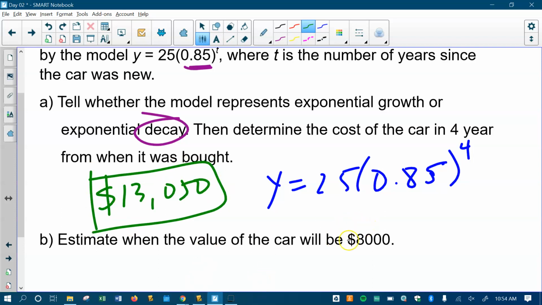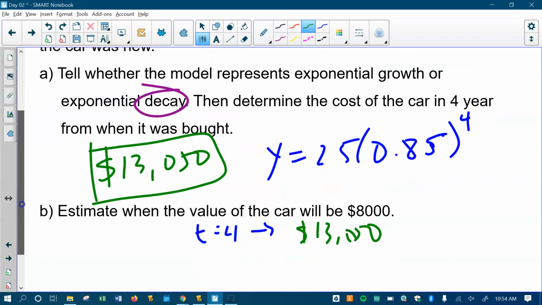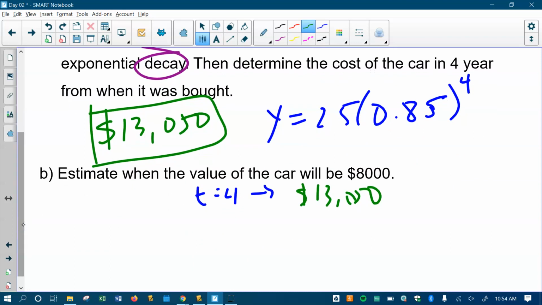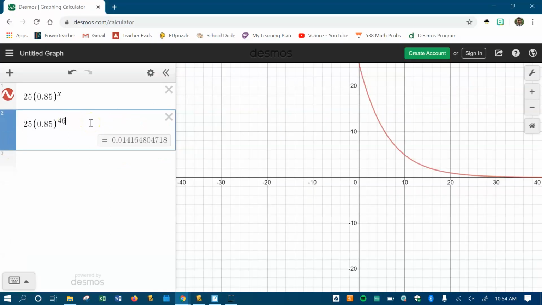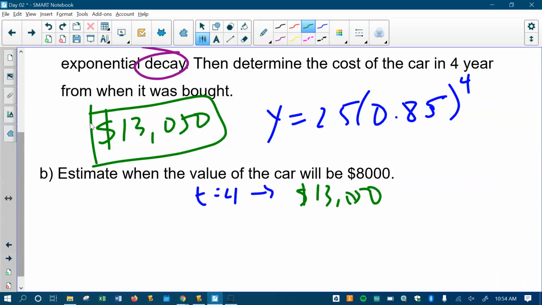Now, you want to know when the car is going to be $8,000 in part B, so there's a couple ways you could do this. You could just plug in some numbers for t. We see what the value is when t equals 4, you get $13,000. We know that if the graph is decreasing, if we are getting smaller and smaller money value, we need to have a higher t value. So let's try t equals 6, that's going to be 9,000.